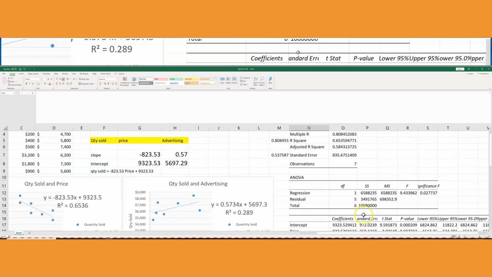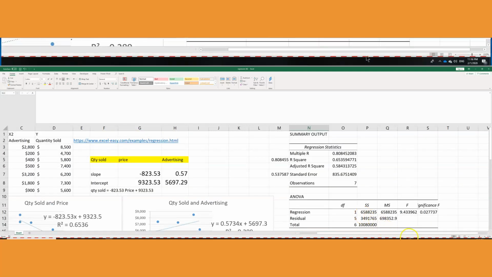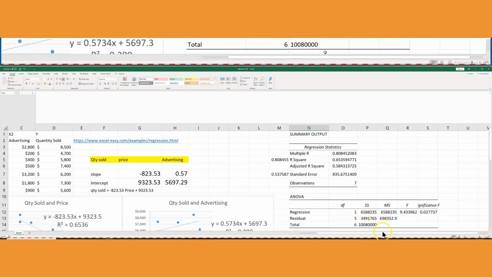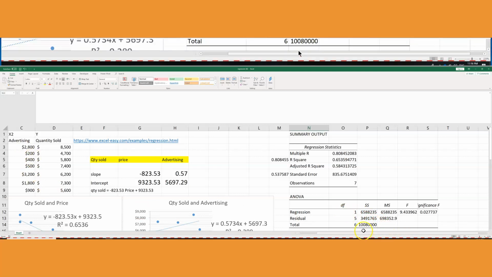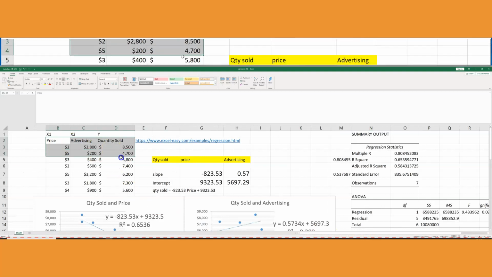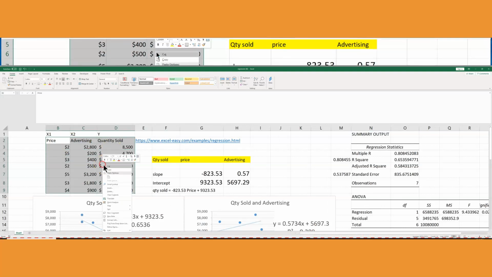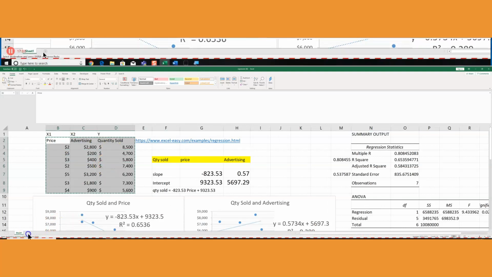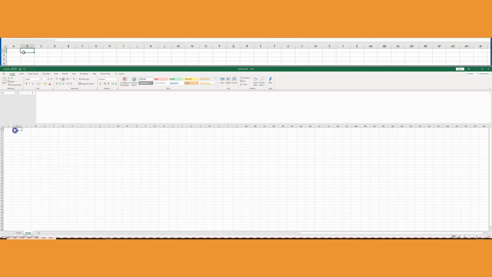Now what are we going to do? We're going to do the same thing with the next one. It's getting crowded here, so I'm going to copy this, and let's go to another sheet, and I'm going to copy it right here.